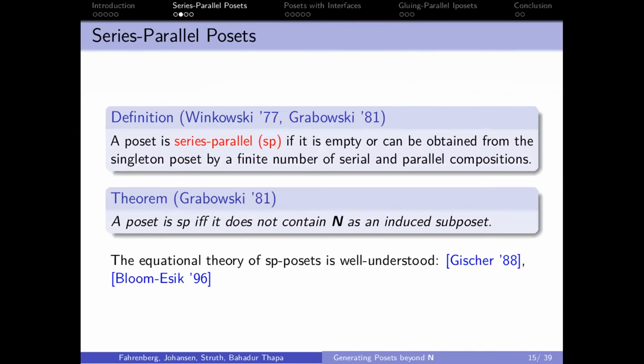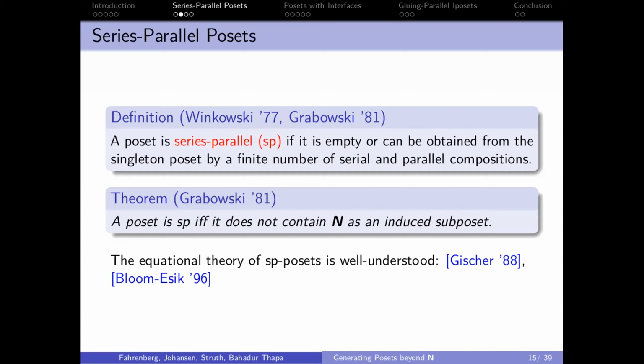Okay, now series parallel Posets, you find them in papers by Winkowski in 77, Grabowski in 81. So those are Posets which are generated from the singleton by a finite number of serial and parallel compositions, or empty, right? So a Poset is SP if it is empty, or it can be obtained by a finite number of serial and parallel compositions from the singleton. And then a theorem by Grabowski: a Poset is SP if and only if it does not contain the N as an induced subposet. So the N is not just a Poset which we like, it's the minimal non-series parallel Poset.